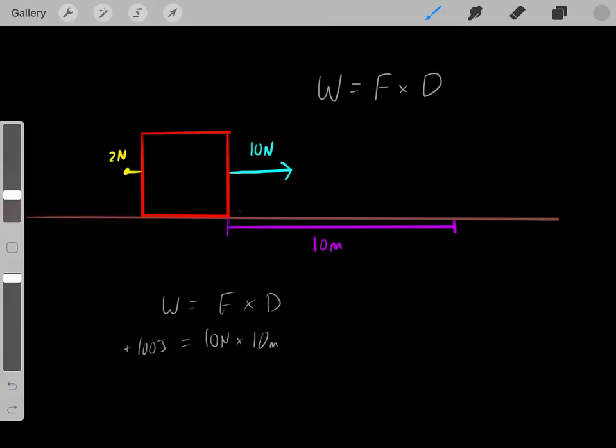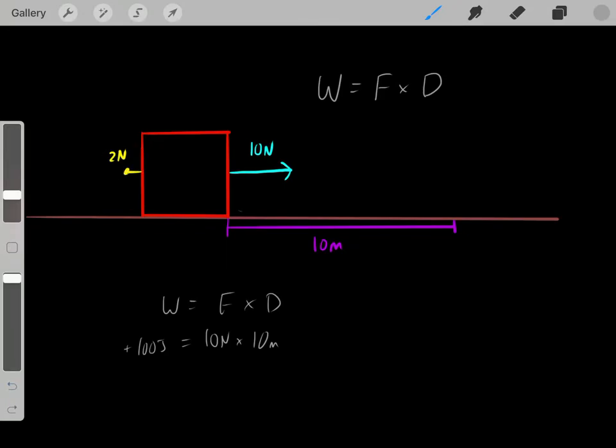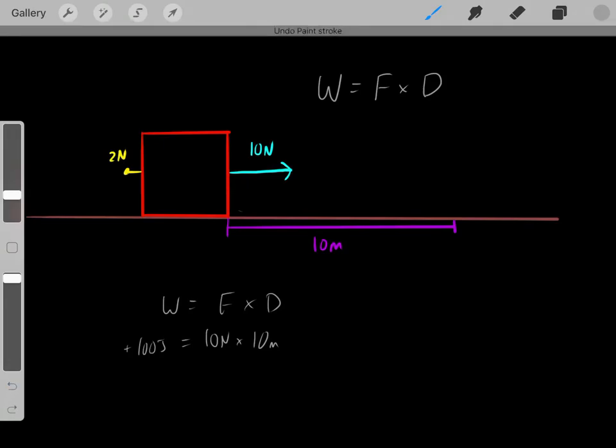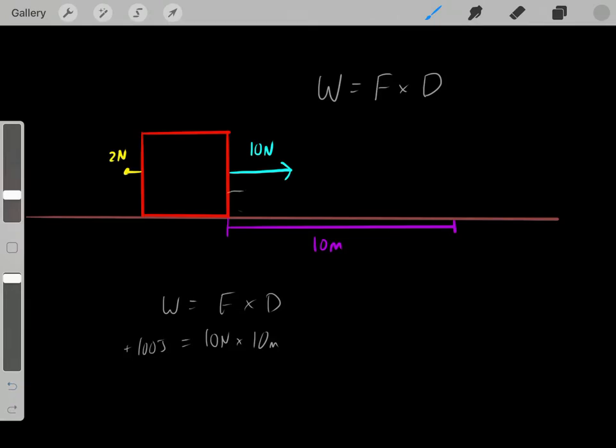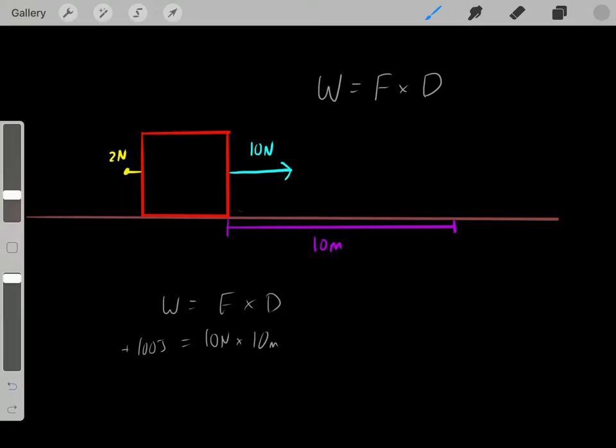However, something important to realize is this entire time when we were applying this 10 Newton force on this object, while this object was moving, it was feeling this frictional force, this resistive force that was going in the opposite direction of motion. Even though this 10 Newton force was greater than the resistive force, so we had a net force in this direction, and therefore movement in this direction, that entire 10 meters, there's this 2 Newton resistive force that was being done in the opposite direction of motion.